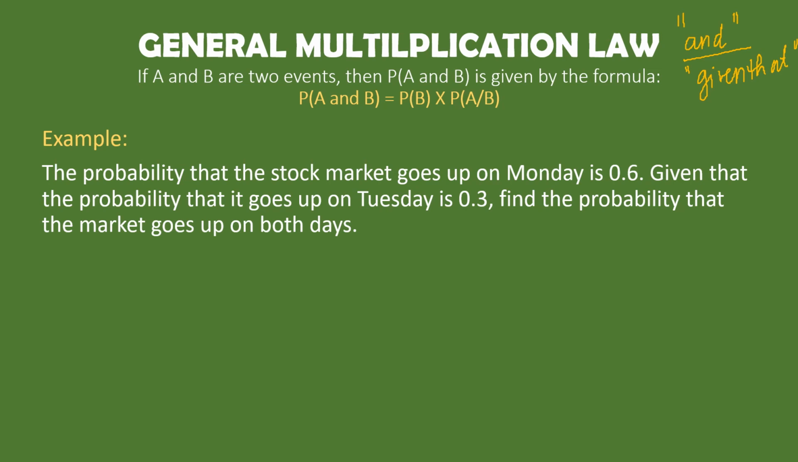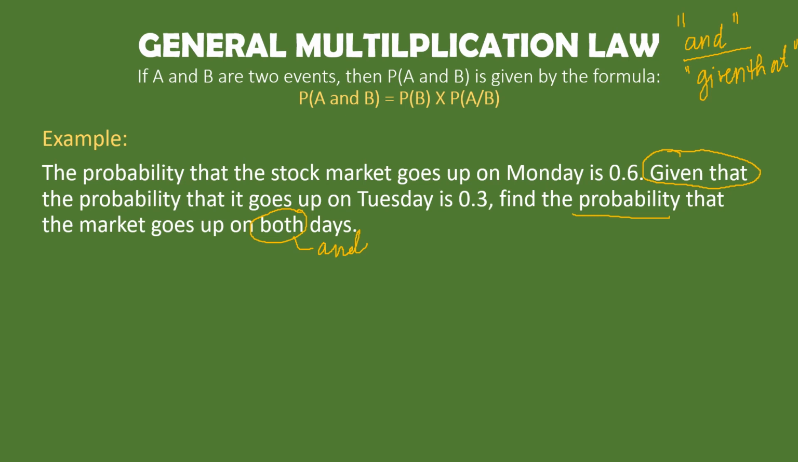The probability that the stock market goes up on Monday is 0.6. Given that, the probability that it goes up on Monday and goes up on Tuesday is 0.3. Find the probability that the market goes up on both days. So first, let us identify if we have the keywords. We have "given that" as a keyword, and "both" also signifies "and". We are looking for the probability that it goes up on both days, on Monday and Tuesday.